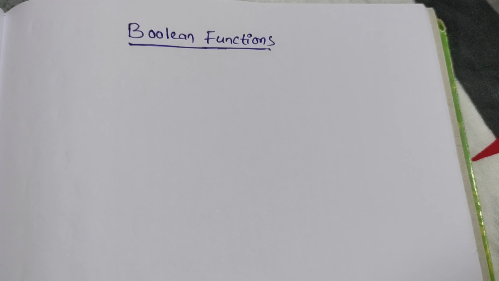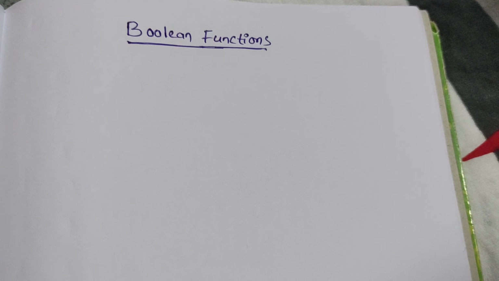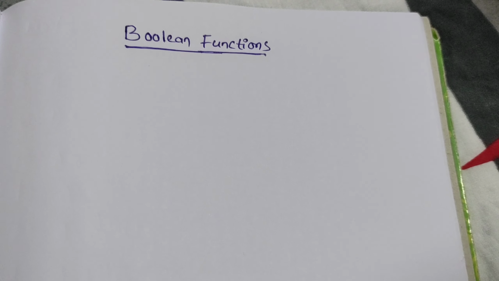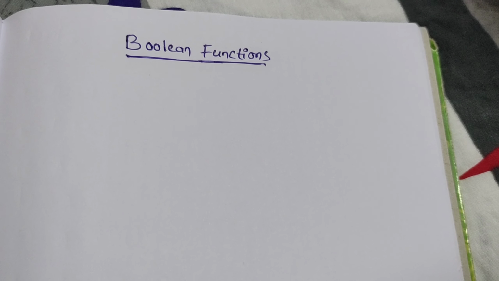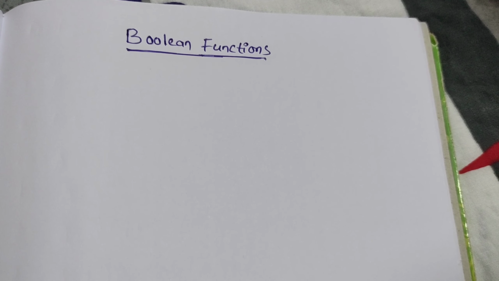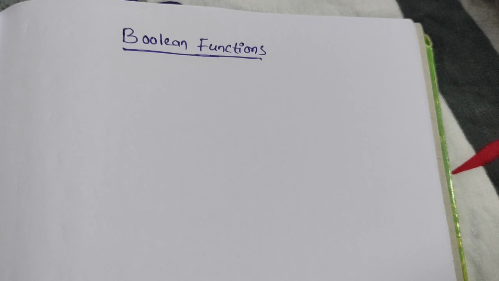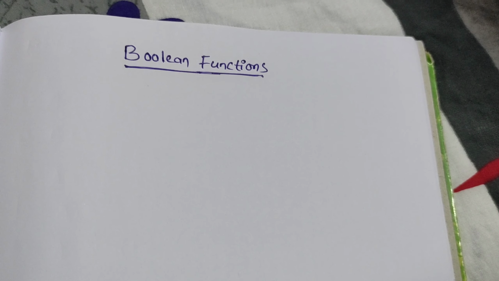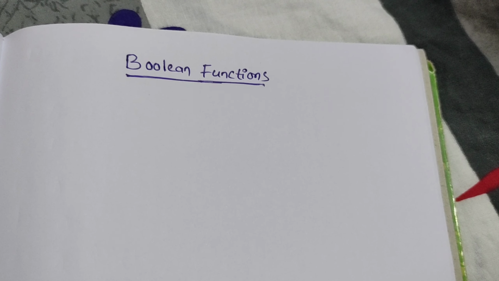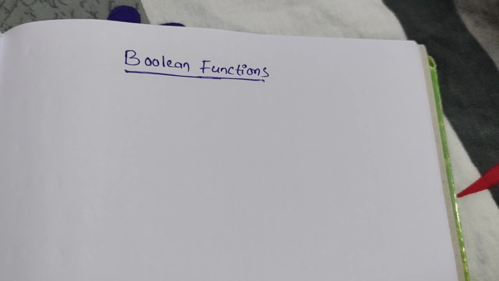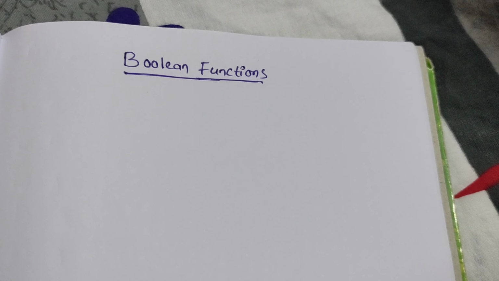In this video, we will discuss Boolean functions and their truth tables. A binary variable can take two values, 0 and 1. A Boolean function consists of binary variables with two binary operators, OR and AND, and a unary operator NOT.